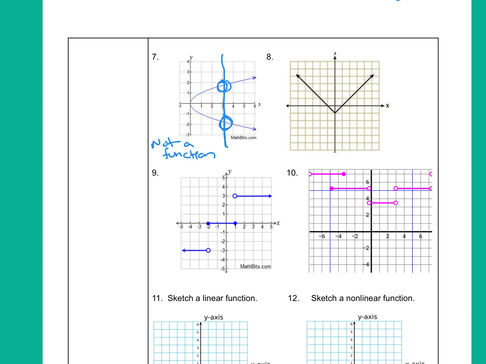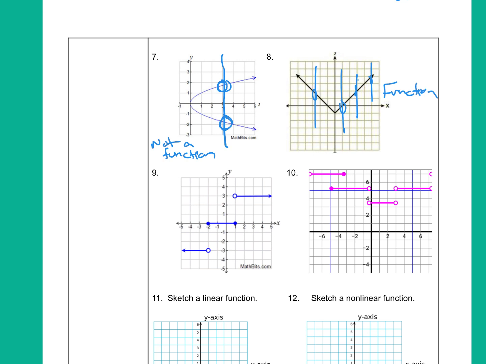Number 8, if I draw a vertical line here, it's only going through my graph once. So that's okay. And anywhere I draw, I should be able to draw a vertical line anywhere I want. And every time it's only going through 1 point. So this is going to be a function because no matter where I choose to draw that vertical line, it's only going through 1 point.